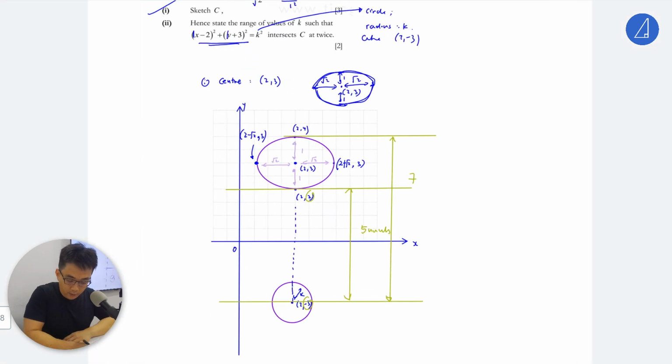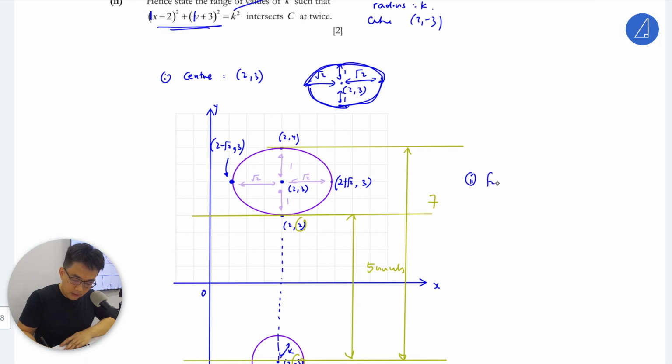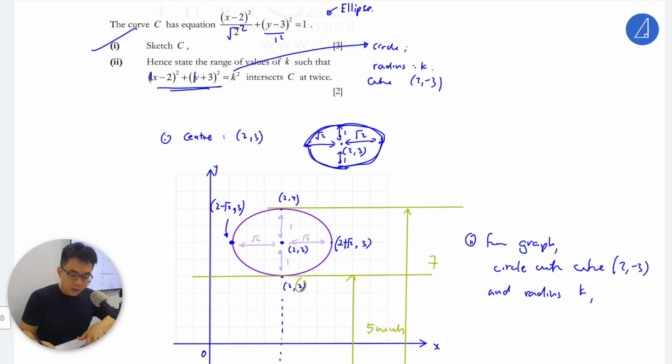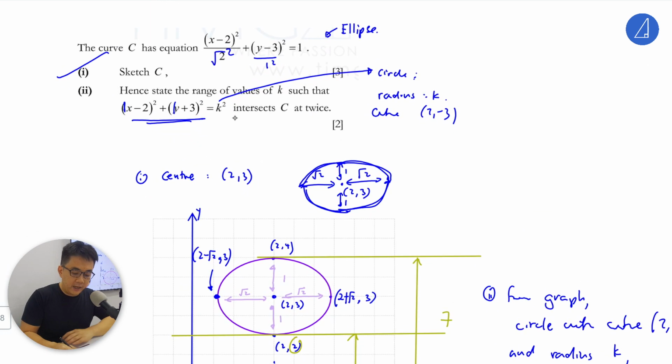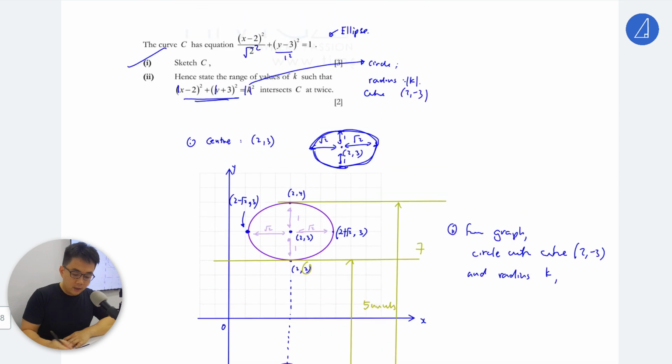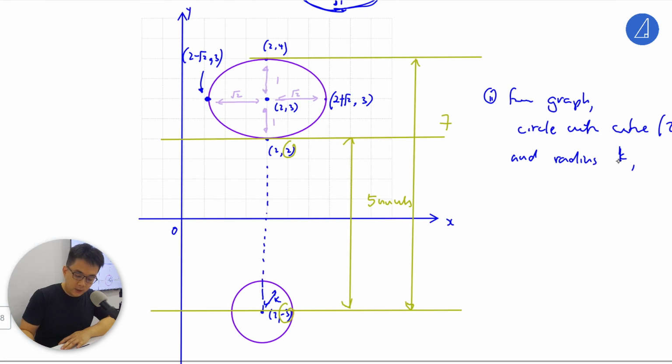Okay. So from the graph, circle with center 2, -3, and radius k. Let's say range of values. Okay, this k here, can I put the modulus? Usually they will say positive value of k lah, so the answer here is not entirely complete. The radius is modulus k. Because k squared equals mod k squared ma, you need to consider the negative as well. So the radius is modulus k.